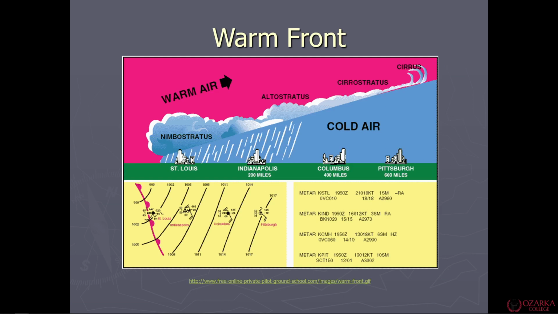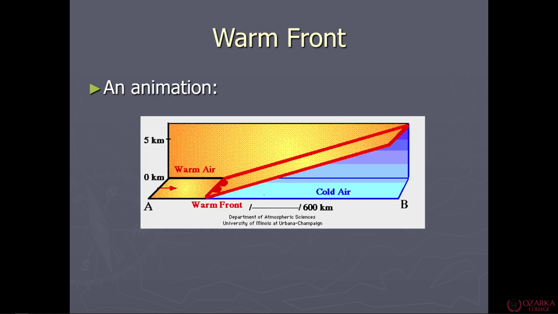And that's what this is showing you, right? So you got a warm front that's moving towards Pittsburgh. It's over west of St. Louis. And as it goes over St. Louis, you get nimbostratus clouds built, and then it transferred into altostratus, cirrostratus, and cirrus on out towards Pittsburgh, Pennsylvania. But eventually, as that warm front moves forward, those stages and clouds will move over Indianapolis, Columbus, Pittsburgh, and so forth and so on down the line.